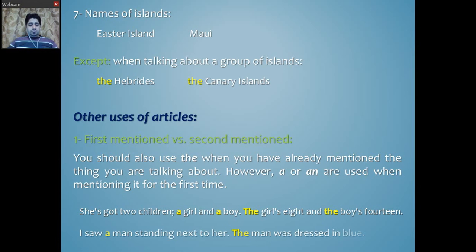Another example to make it clearer: I saw a man standing next to her. It could be any man in the world, okay, that was standing there next to her. Now you mention it for the second time. The man was dressed in blue. Now which man was dressed in blue? That man who was standing there next to her, not any other one. Okay, you got it now? It becomes clearer, I hope.